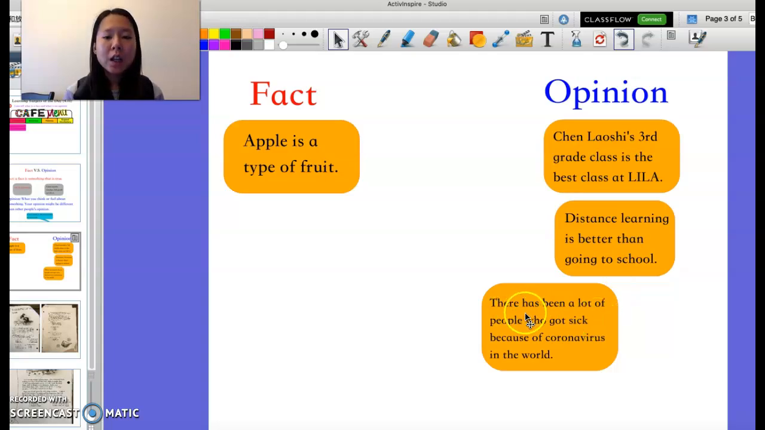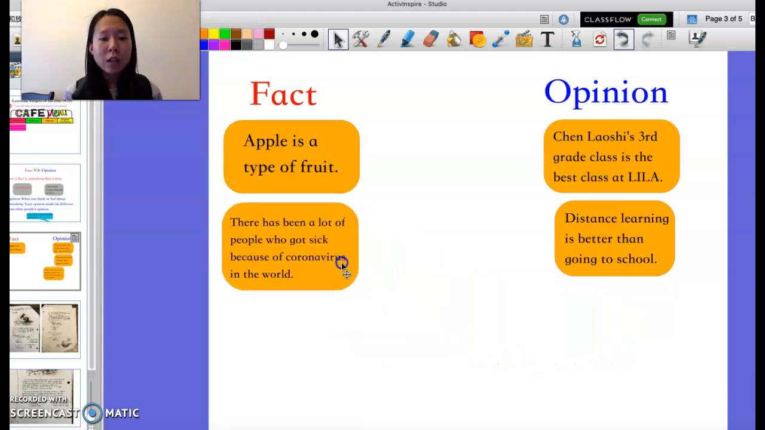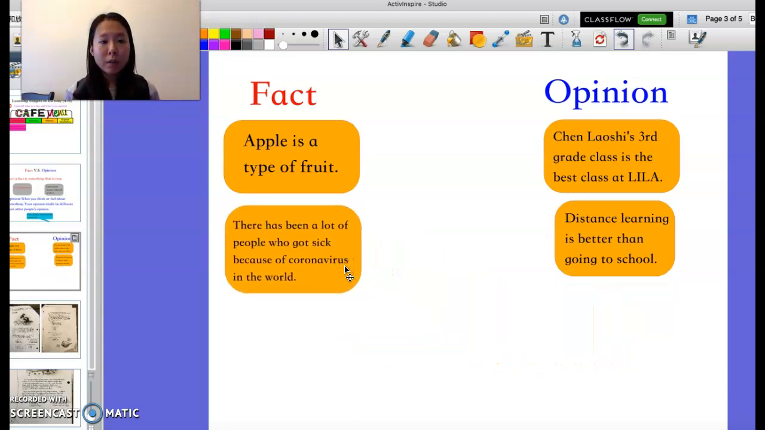Last one, there has been a lot of people who got sick because of coronavirus in the world. Yep, that is a fact because if you check the news daily, you will see a lot of people in this world, a lot of people in different countries are being influenced by coronavirus. So that is a fact.